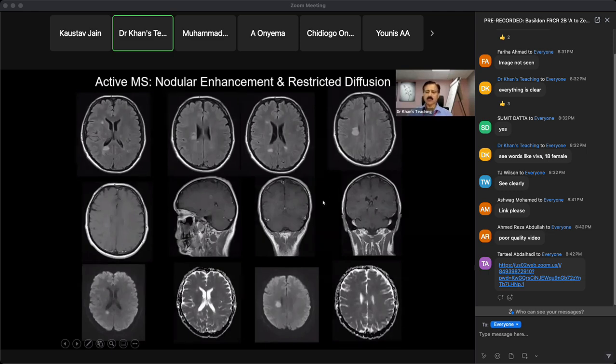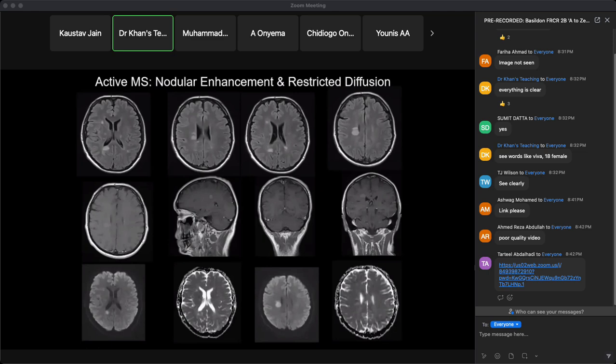And this becomes a pitfall, because I have seen people reporting this as restricted diffusion and calling it a lacunar infarct. So you must know that active plaque of MS can also show restricted diffusion. Some of the studies in literature suggested that DWI should be routinely used to pick up active plaques, but not everyone agrees with this. In clinical practice, please remember, our criterion is still enhancement. It is not restriction.